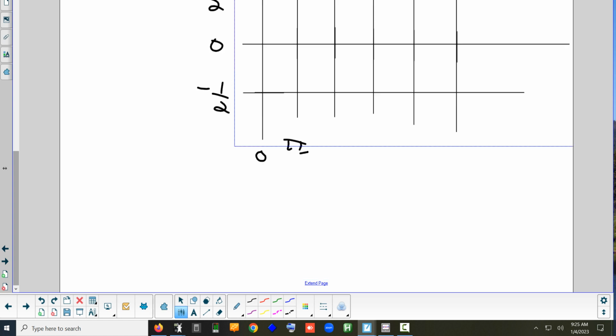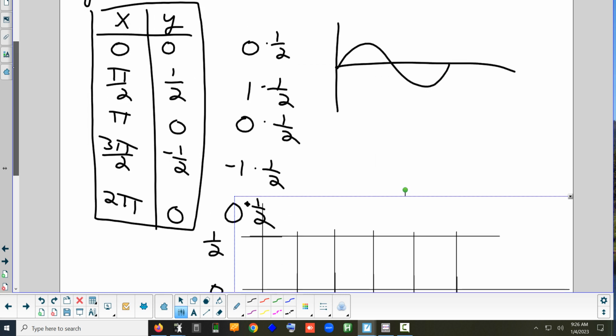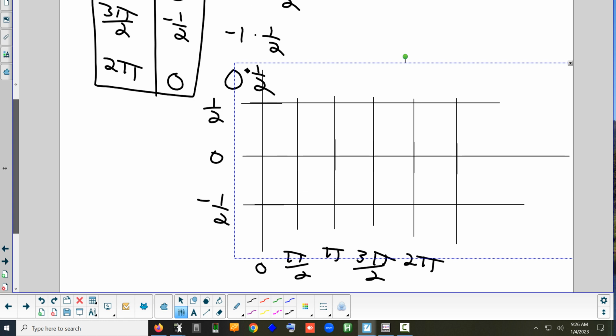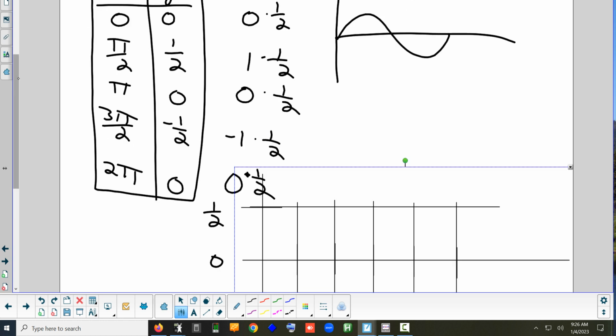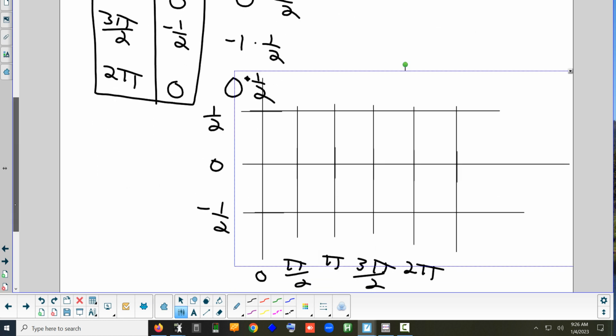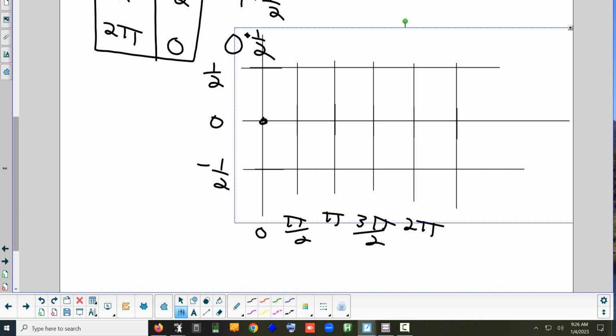Okay, so 0, pi over 2, pi, 3 pi over 2, 2 pi. Right. So use those x values and start at 0 and go through all the y's. So we've got 0, 1/2, 0, -1/2, back to 0.